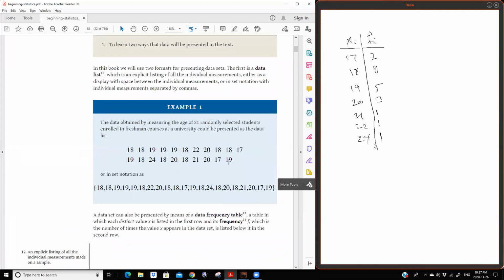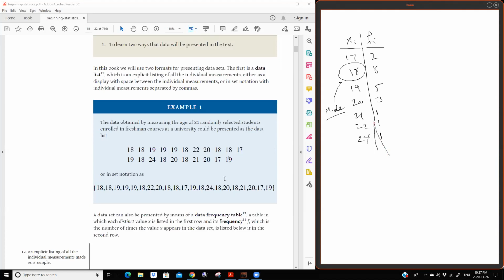So for example, from this frequency table, it's very easy to see that 18 is your mode. It's called the mode because mode is the most frequent piece of data. There are 8 students in this set of 21 students who are 18 years old. So that makes 18 the mode of this sample. Basically, mode is the data with the highest frequency.